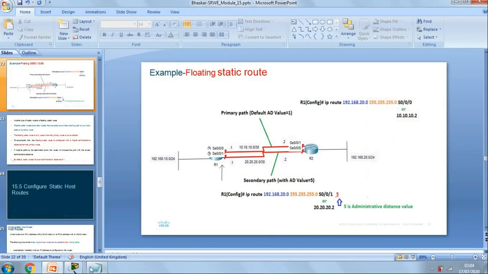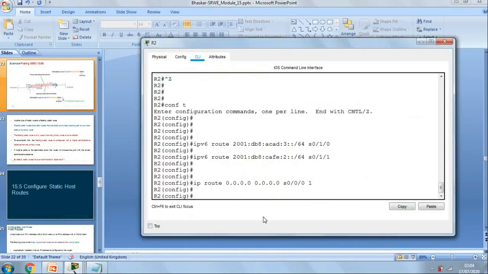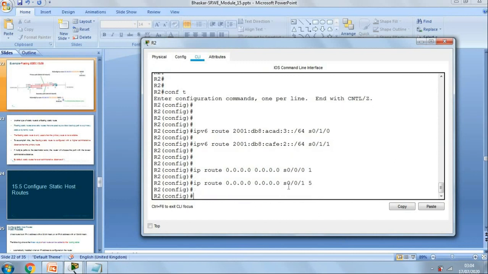Okay, I'm going back to Packet Tracer here, going to the router. For example, I'm giving here the same one, serial 0/0/1, imagine, just for understanding, 5. Okay, it is correct. See here, here the administrative value is 1. Here the administrative value is how much? 5. This is the primary path, and this is the secondary path.